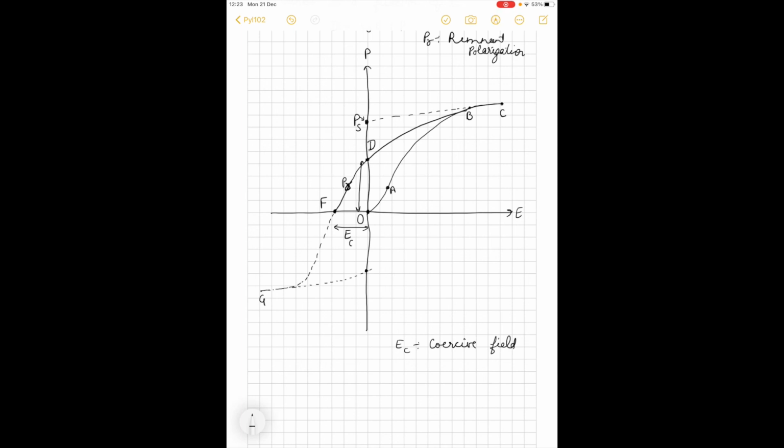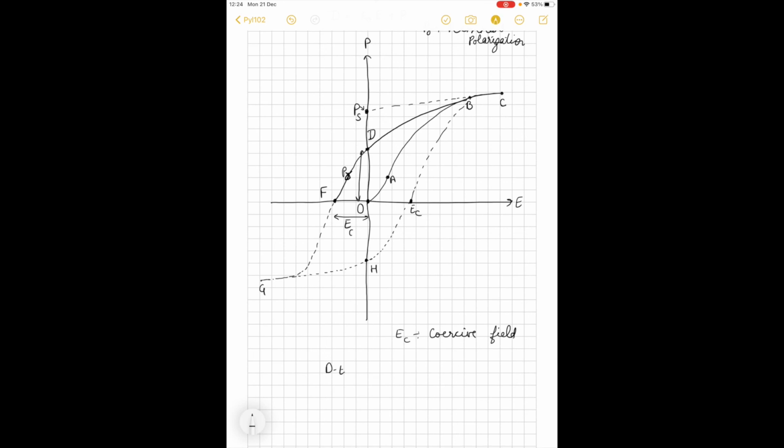And if I want to remove this minus PR from the system, we'll have to increase the electric field now in the positive direction. So this is also EC. I can also say that this point is H. And similarly, if we go beyond, we'll continue like this. All right, so this is a typical DE hysteresis loop, or PE hysteresis loop. Okay, so I hope the thing is clear.